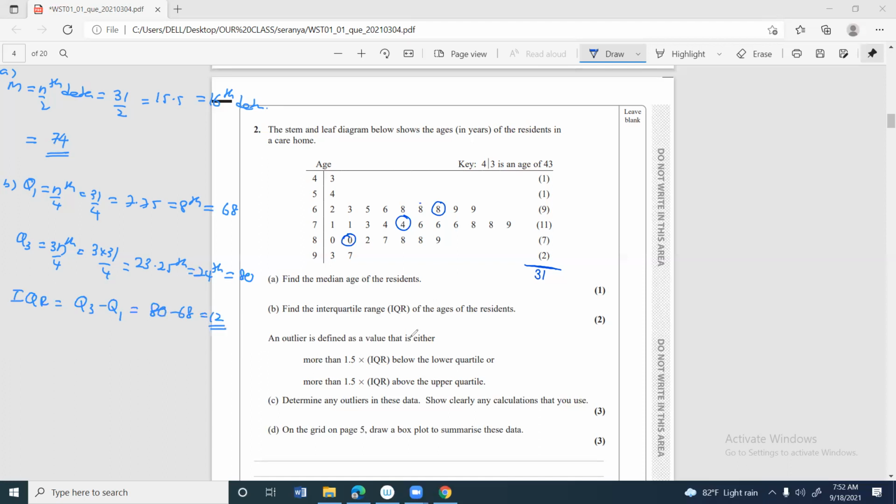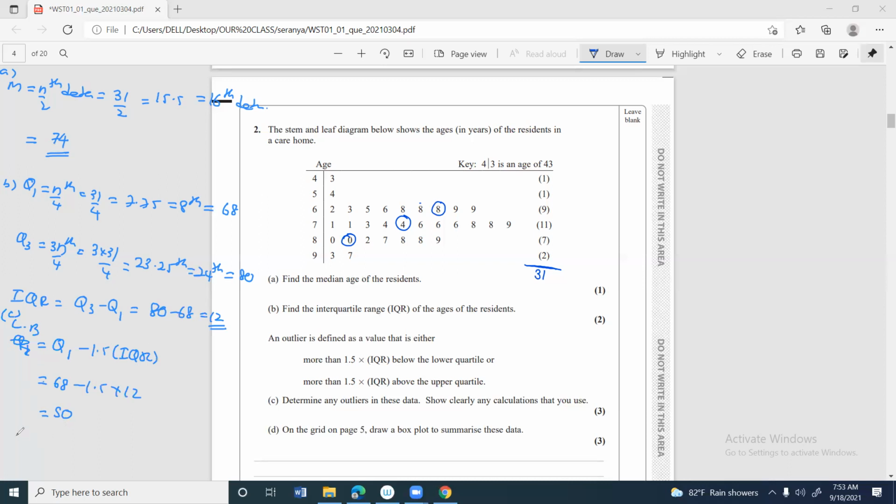Then an outlier is defined as a value more than 1.5 IQR beyond the lower or upper region, which we have talked about before. The lower boundary, when you consider part C, is Q1 minus 1.5 times IQR, where IQR means Q3 minus Q1. Q1 is 68, so 68 minus 1.5 times 12 is 50.